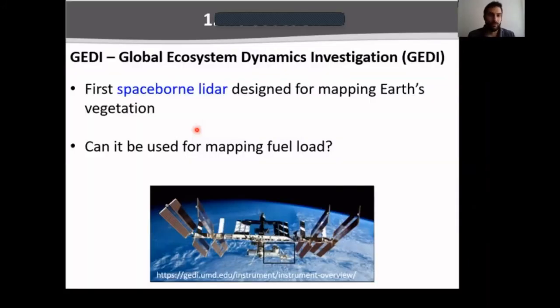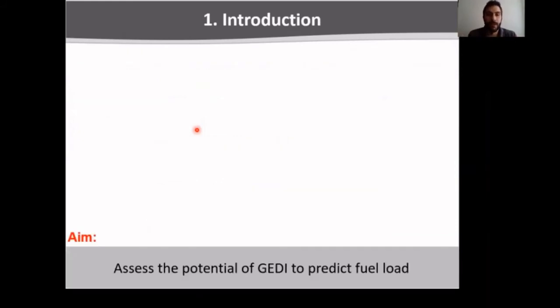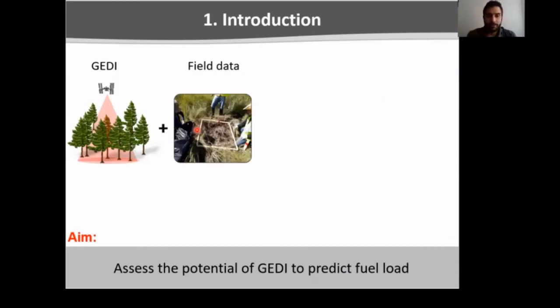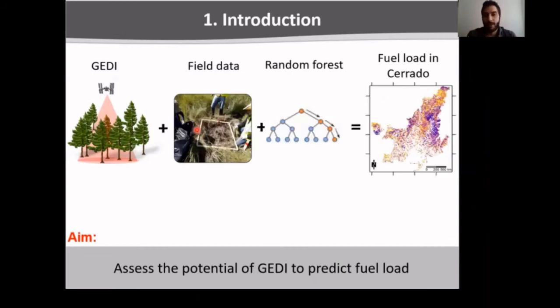So JEDI is the first spaceborne LiDAR designed for mapping Earth vegetation, and we wanted to assess if it can be used for mapping fuel loads as well. And that brings us to our objective, where we try to assess the potential of JEDI to predict fuel load. And we try to integrate JEDI data with field data and random forest algorithm to achieve this goal.